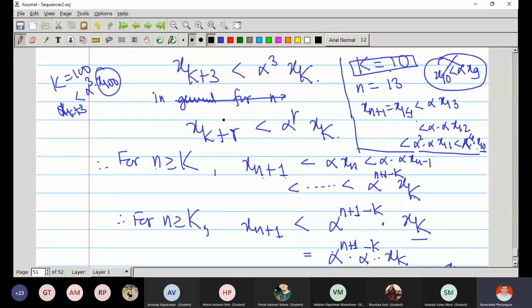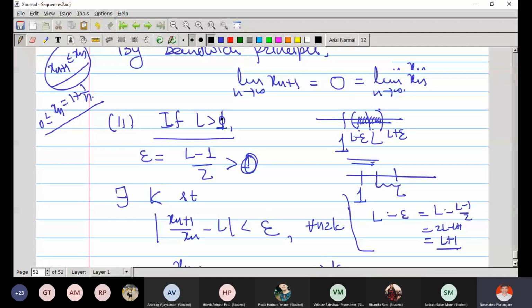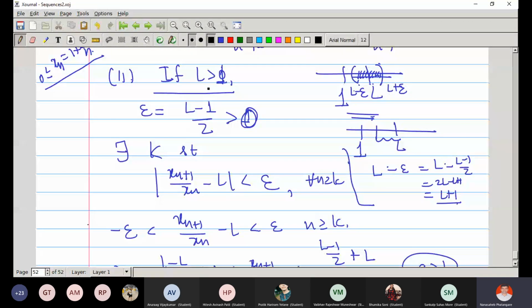We were looking for the second part. Suppose L is greater than 1. So L is greater than 1, select epsilon equal to what? The distance between L and 1 divided by 2, so half. So this is L minus 1 divided by 2. Take this as epsilon. So this is L minus epsilon and L plus epsilon. I am selecting epsilon as L minus 1 by 2, which is a positive quantity.